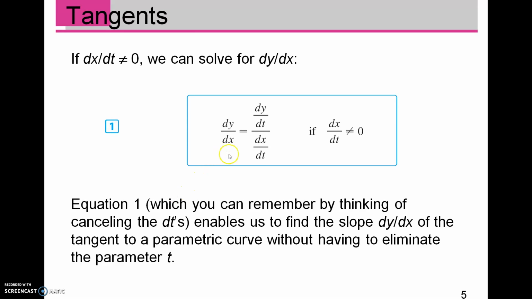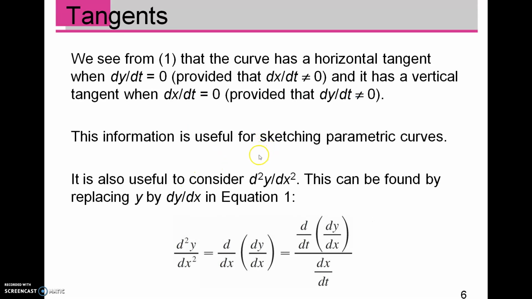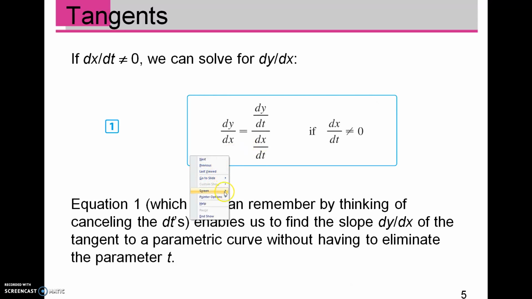So here's our equation for dy/dx. So dy/dx equals dy/dt over dx/dt, assuming dx/dt is not 0. So equation 1, which you can remember by thinking of canceling the dt's, enables us to find the slope dy/dx of the tangent to a parametric curve without having to eliminate the parameter. Right? So that's the slope, change in y over change in x.